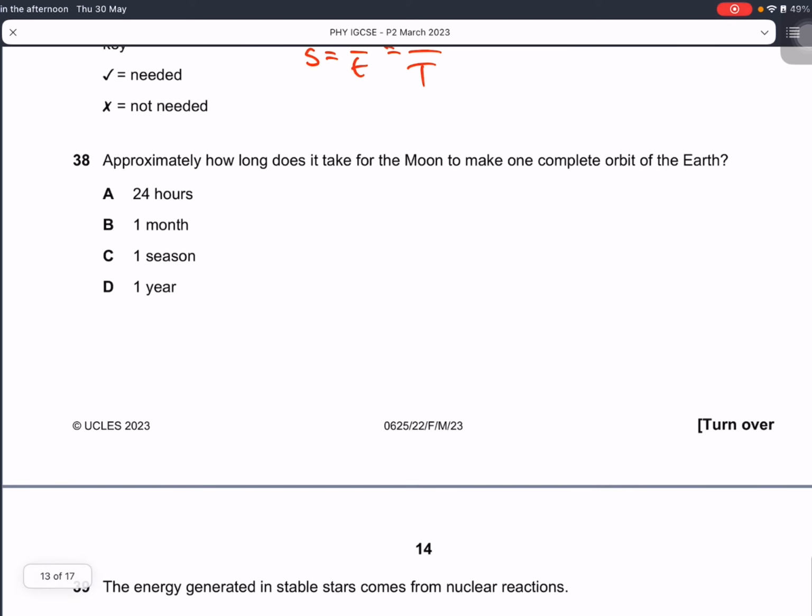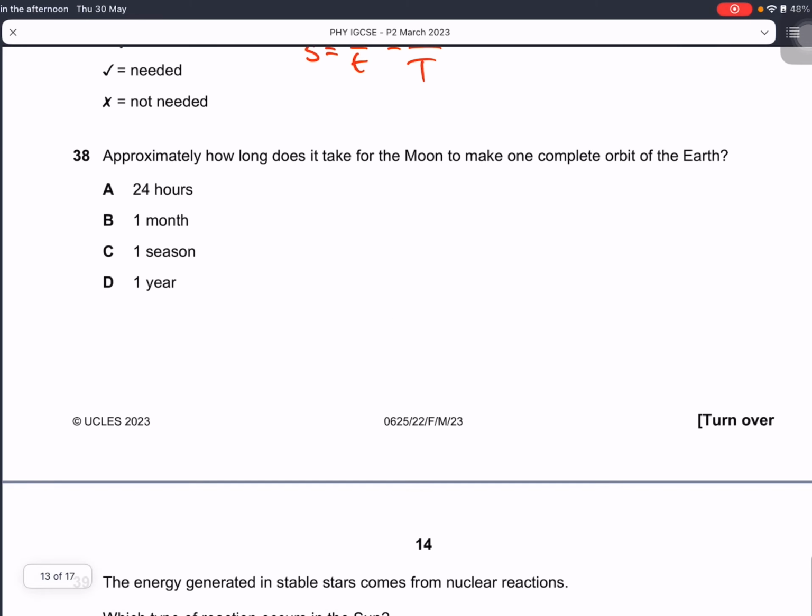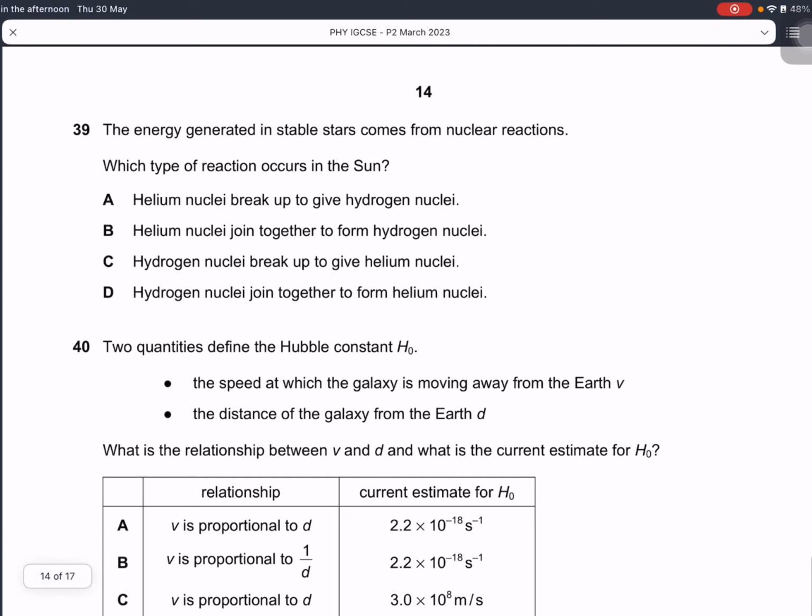All right. 36. Approximately how long does it take for the moon to make one complete orbit of the Earth? Moon completing the Earth, 27, 28 days. So around 1 month. We have only the option 1 month. Not 1 day, not 1 season, not 1 year. It's B. 39. We are almost there.